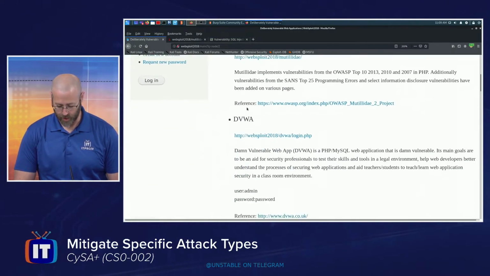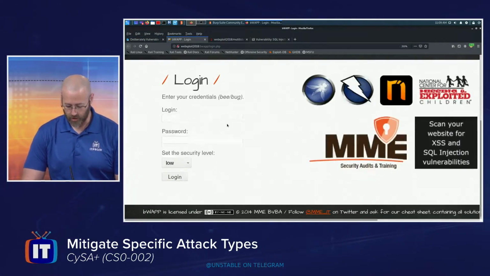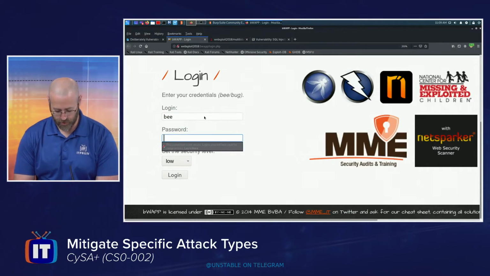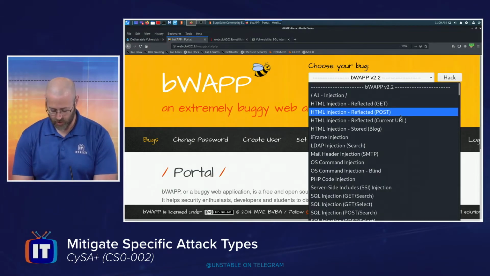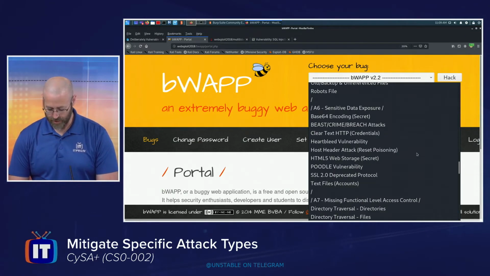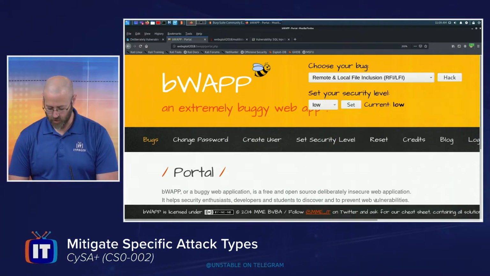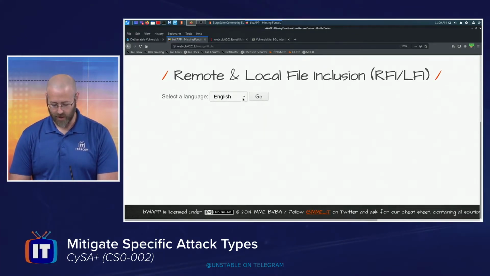Bring up the bWAPP. I know it's got one. Where are you at, bWAPP? Excellent. So here we are, log into the bWAPP with bee and bug, because it gives you the credentials right there. Find RFI LFI. Okay, don't be that way. Be nasty to me then. There we go. Remote and local file inclusion. Hack that. Here we are, we're looking for a file.